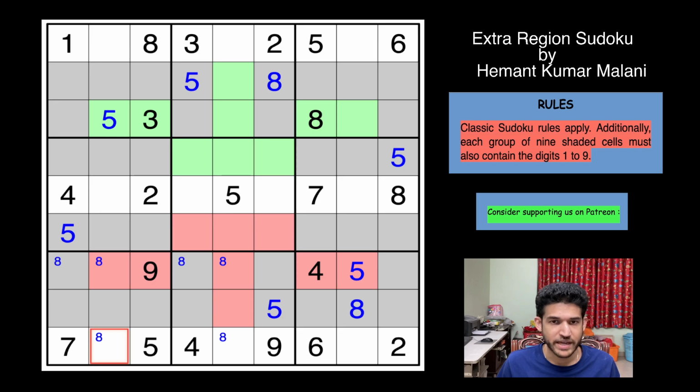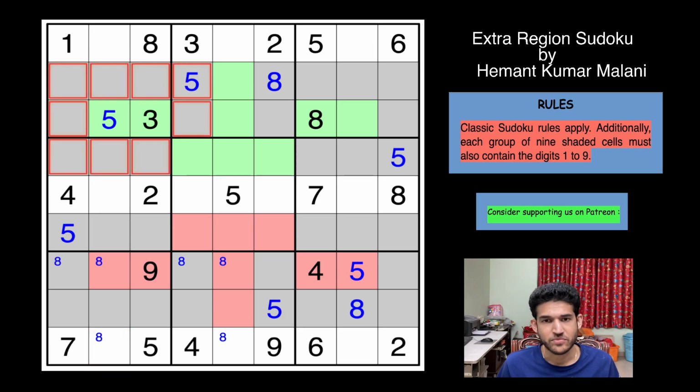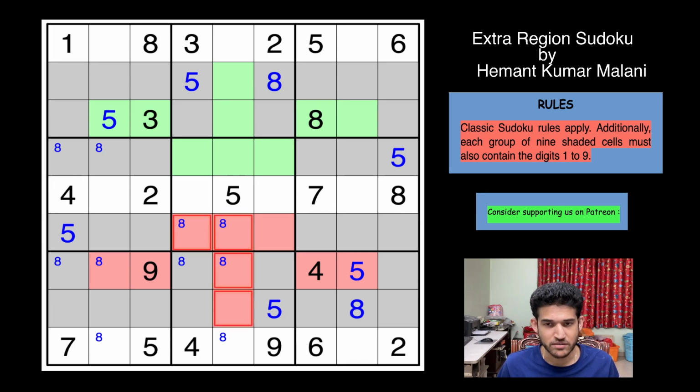Okay, where does the 8 go in this gray region? So 8 is not here, 8 is not here, 8 is not here, so 8 goes here, and which means in row 6 8 is forced into these 2 cells. 8 cannot be here obviously, and because the red region also takes 1 to 9, when you have 8s here, this cell cannot be 8 and this cell cannot be 8. So 8 is in one of these 2 cells, 8 is in one of these 2 cells, and 8 is in one of these 2 cells.